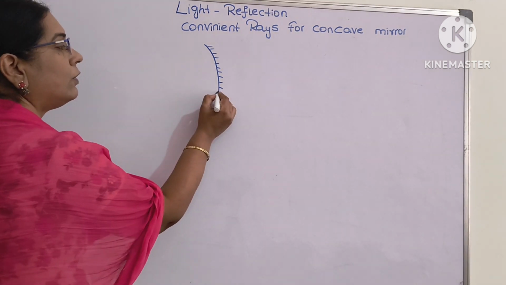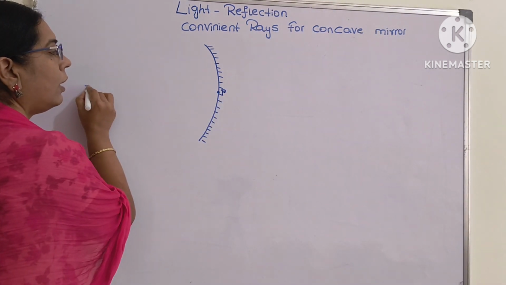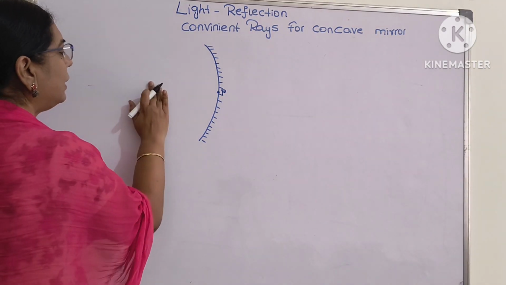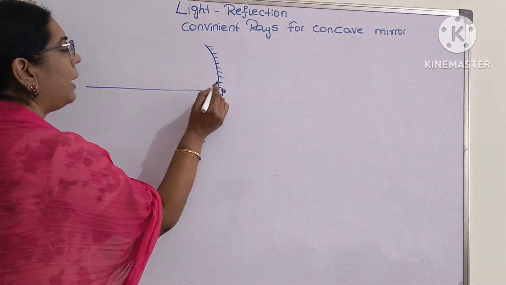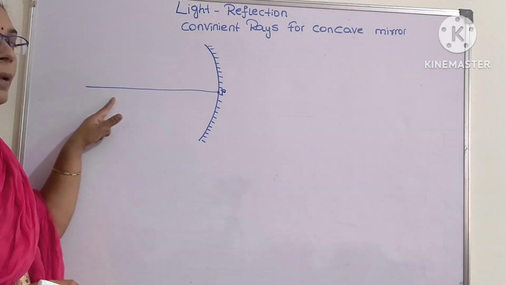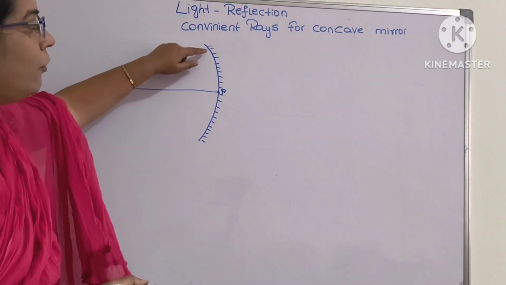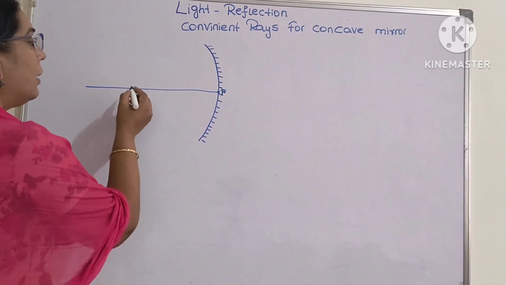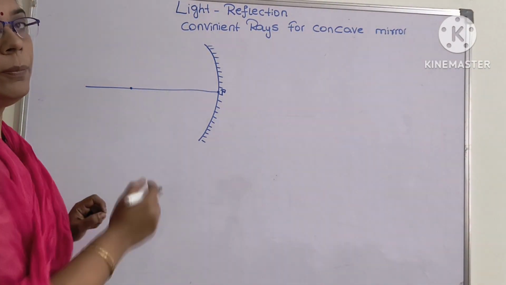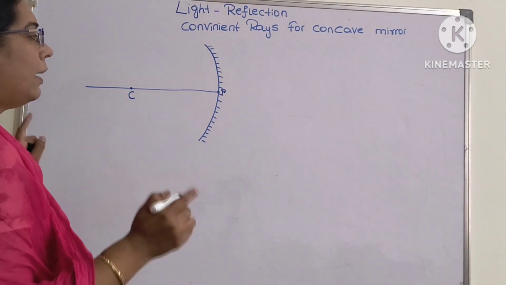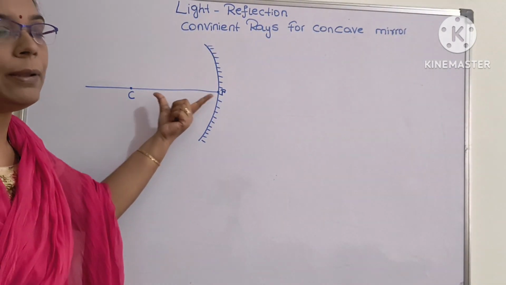Now the center of this mirror will be called the pole, and if you draw a line passing through the pole, that would be called the principal axis. And for a concave mirror, the center of curvature will be in front of the mirror. Call it C, and the focus will lie at the midpoint of C and P.